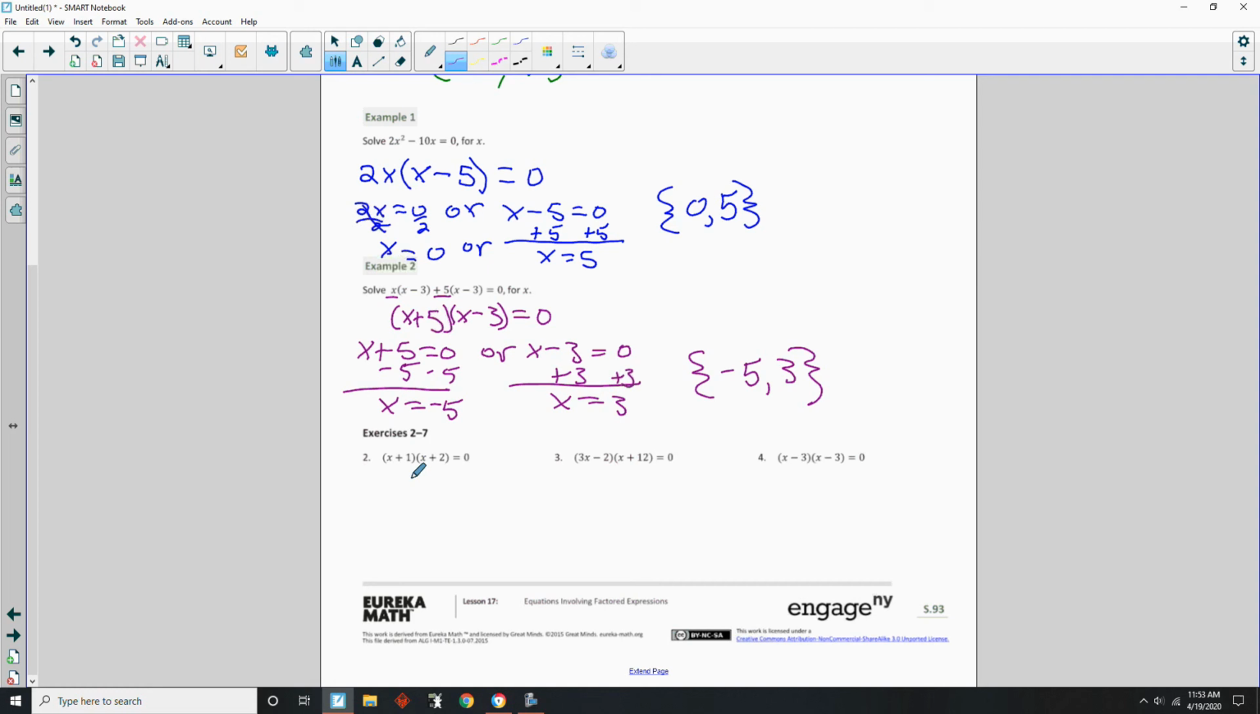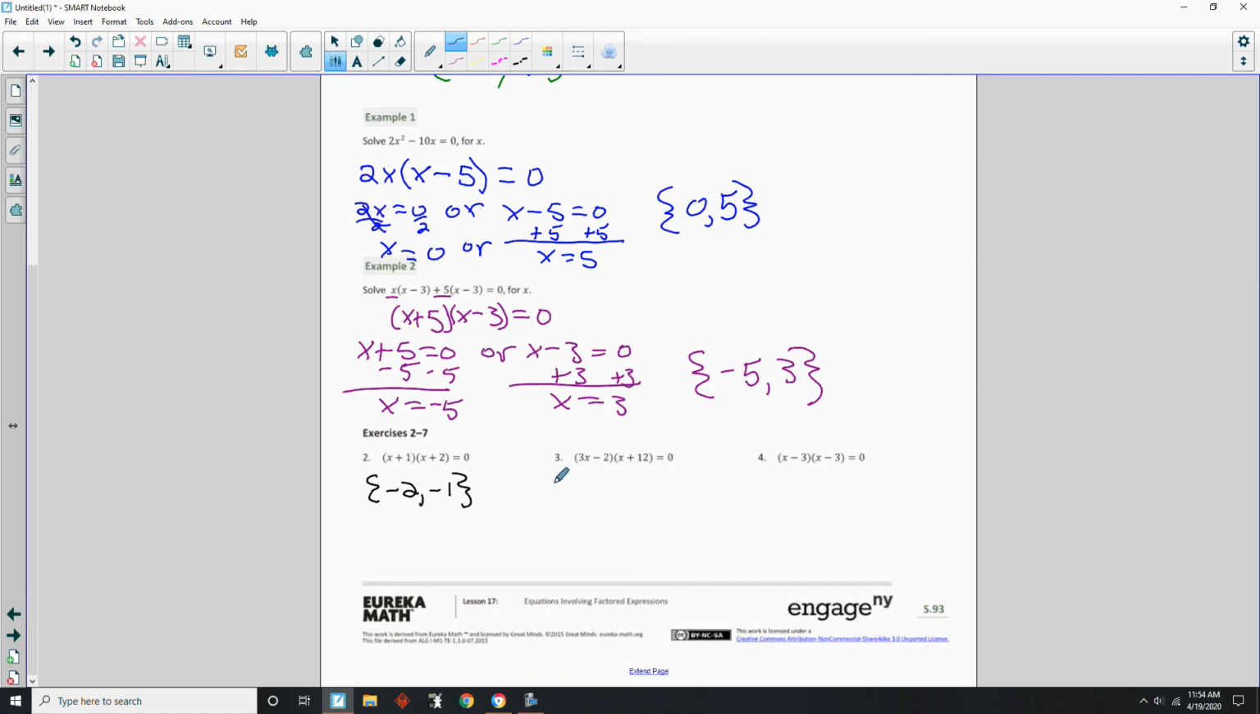Okay, and then exercise 2 through 7 says to do just this. So I'm going to speed up the process here. Actually pause the video, try these 3, unpause and check. All right, so I'm going to speed up this. Instead of rewriting all of this, I can just do these in my head. It's pretty simple. So what makes this 0? Negative 1. What makes this 0? Negative 2. So my answers are negative 2 and negative 1.